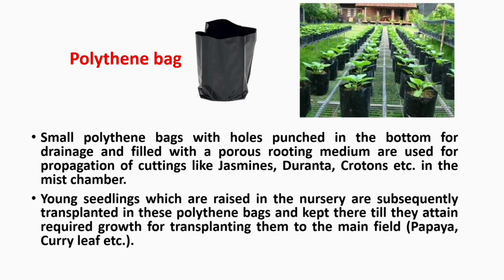Most familiar one, the polythene bag. Small polythene bags with holes punched in the bottom for drainage and filled with the porous rooting media are used for propagation of cuttings like jasmines, duranta, crotons, etc. in the mist chamber. Sometimes young seedlings which are raised in the nursery are subsequently transplanted in these polythene bags and kept till they attain required growth for transplanting them to the main field. For example, papaya, curry leaf, etc.